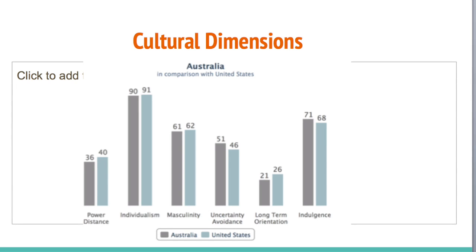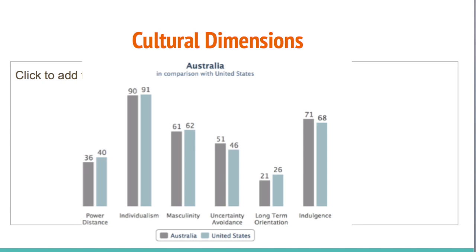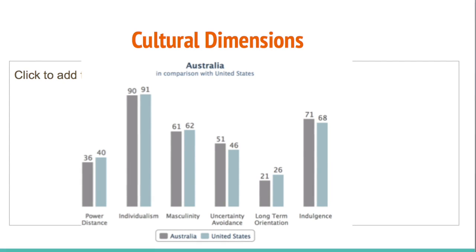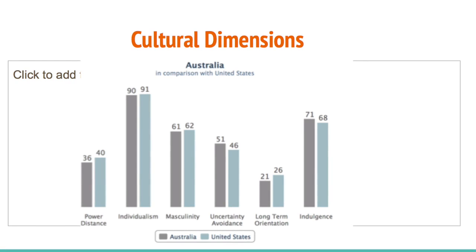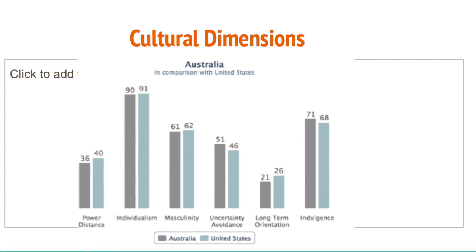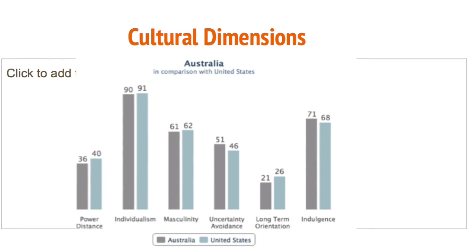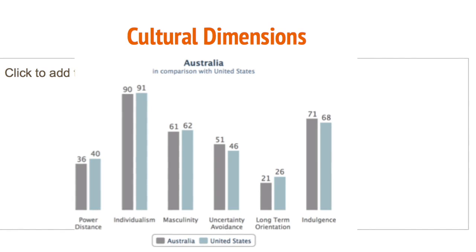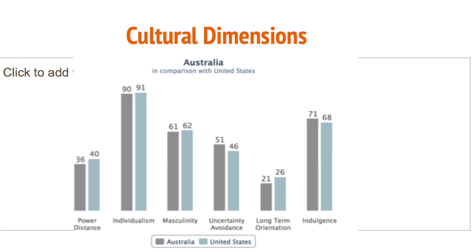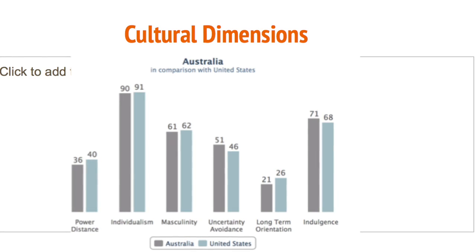So here we can see the comparison between the cultural dimensions of Australia and the cultural dimensions of the United States. And I find it really interesting how they are very similar. But if you think about it, it makes sense because both Australia and the United States are countries of immigrants. They have a lot of diversity, and a lot of people from all over the world have fled to these countries for both safety and to start their new lives.